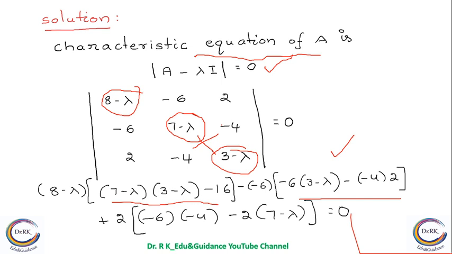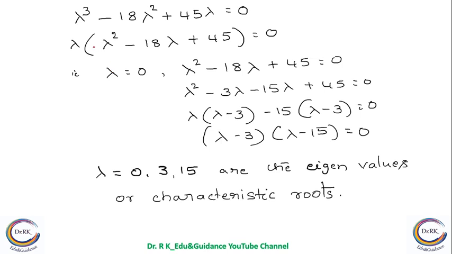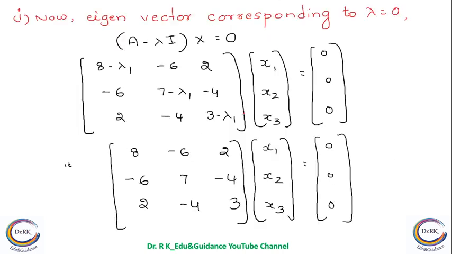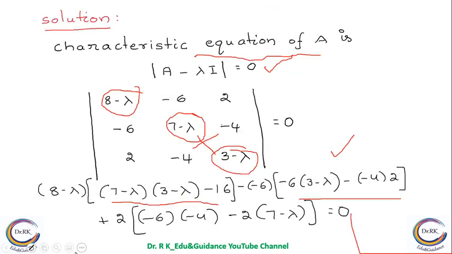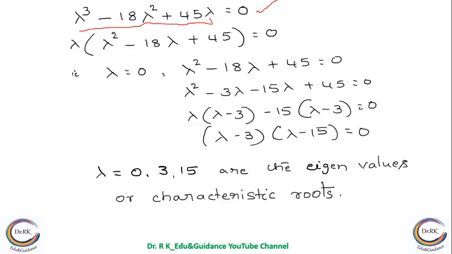We have to expand this determinant. So if we expand the determinant, what we get is lambda cube minus 18 lambda square plus 45 lambda equal to 0. Simply what we have done here is we multiplied this and simplified.